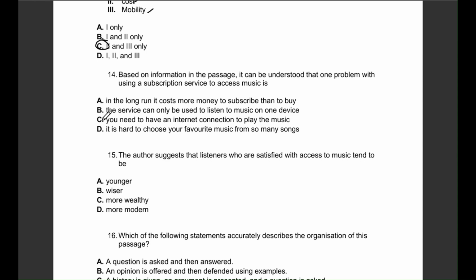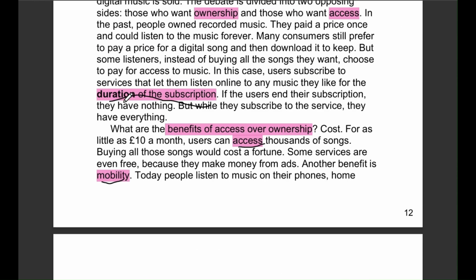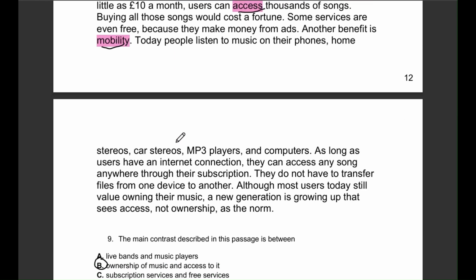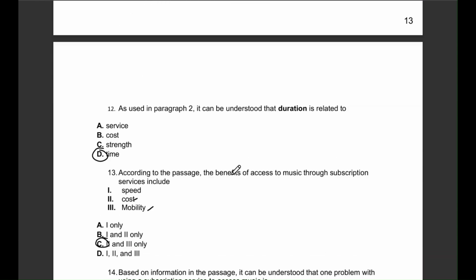The correct answer is letter C. You need to have an internet connection to play the music. The passage mentions that streaming through a subscription requires the internet, which can be a problem if you don't have access. Let's take a look at question number 15.